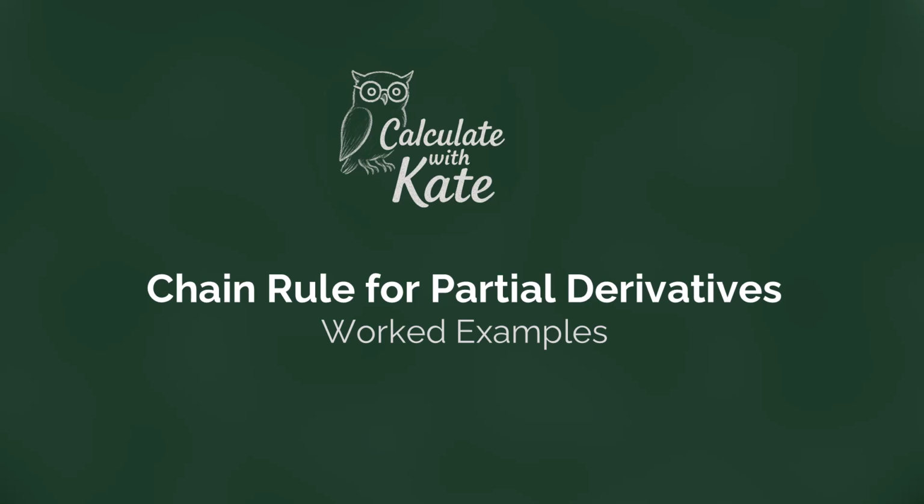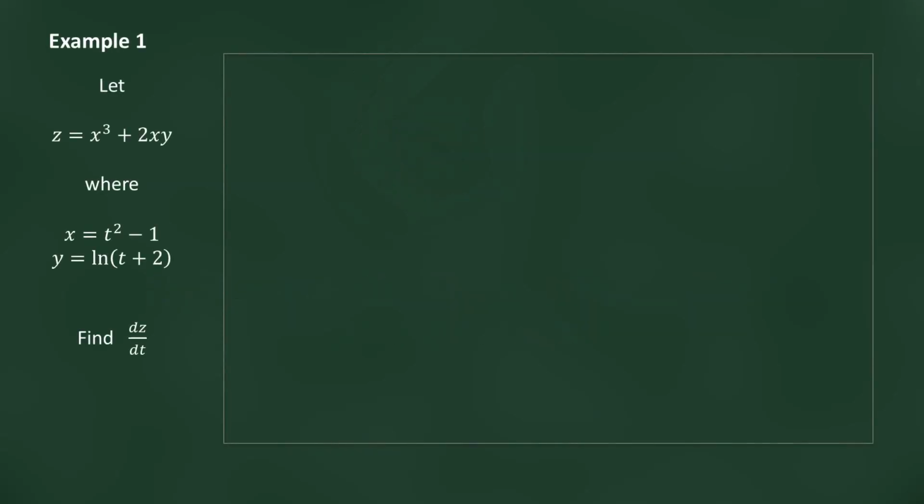Now that we've seen what the chain rule for partial derivatives is, and we know how to make a dependency diagram, we're going to put that into action with a few worked examples. Okay, for our first example, we're going to take a look at z, which is a function of x and y, and then we can see that x and y are both functions of t. So we want to find dz/dt.